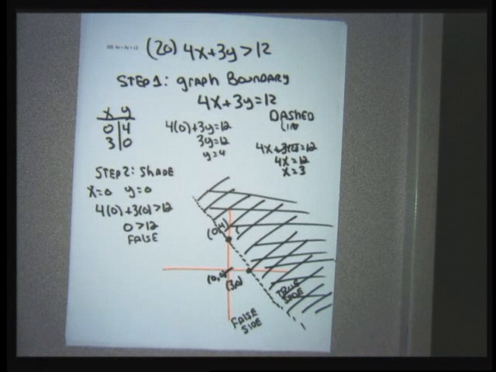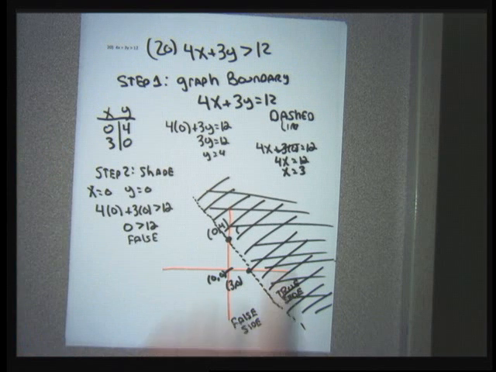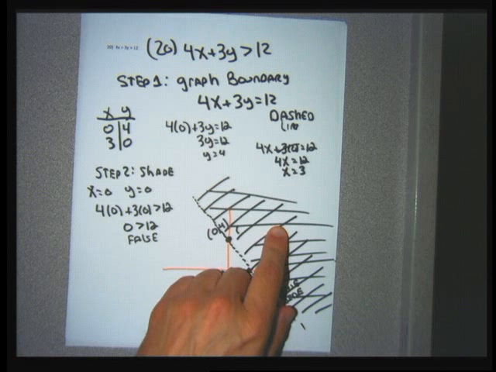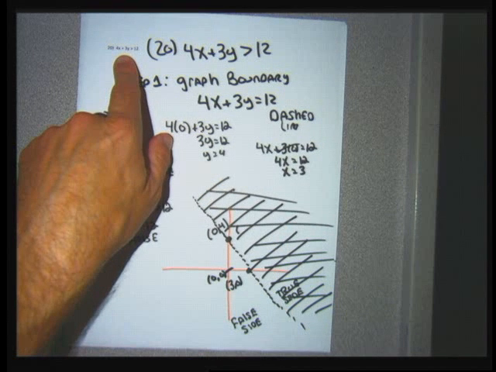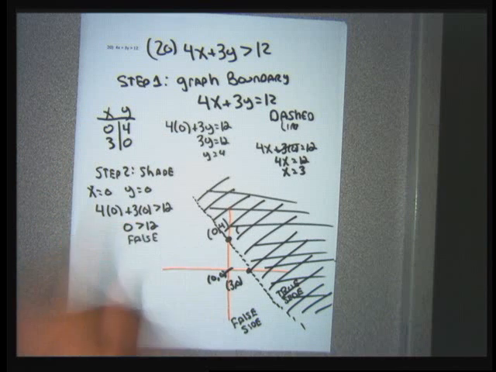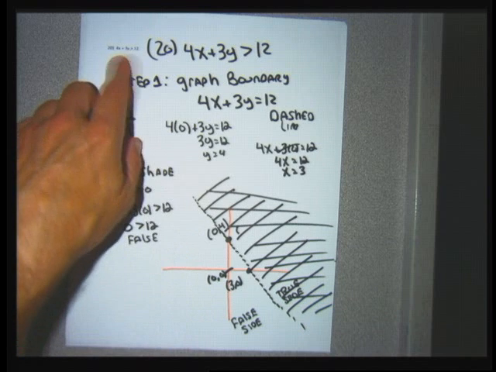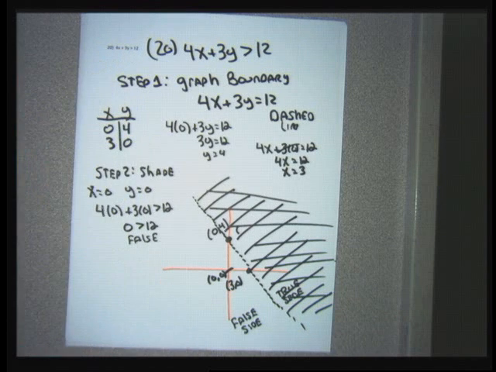But I'm just indicating anything to the right of that dashed line makes the statement 4x plus 3y is greater than 12 true. If I picked a point out here, plugged the x and the y coordinate into the original inequality, it would make the statement true. If I picked a point down here, any point that's not shaded, plugged that point's x and y into the inequality, it'd make the original inequality false, is kind of what this picture shows.